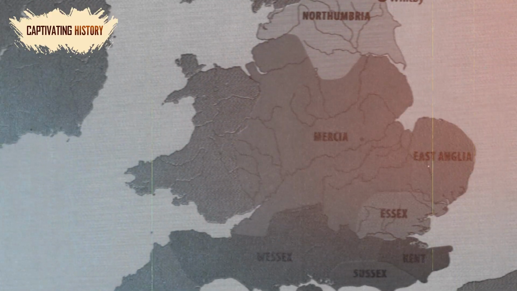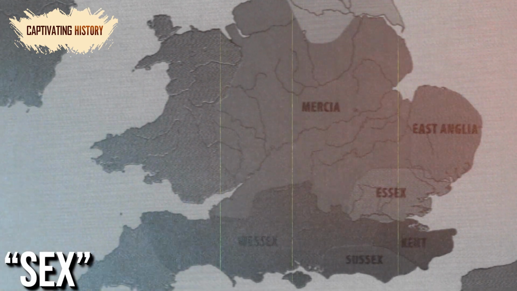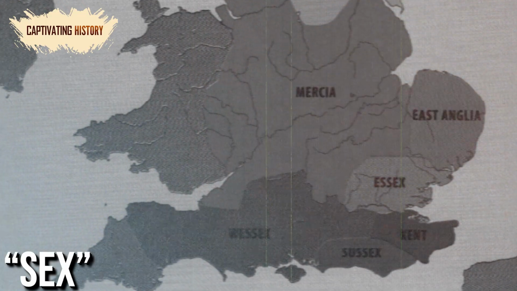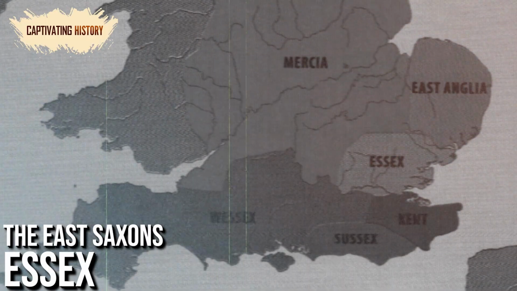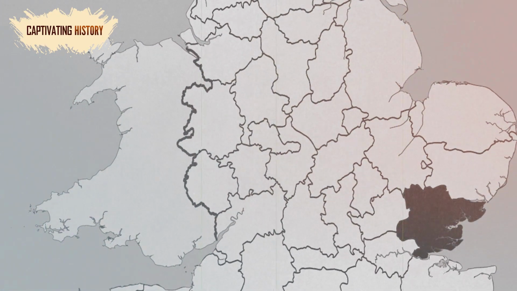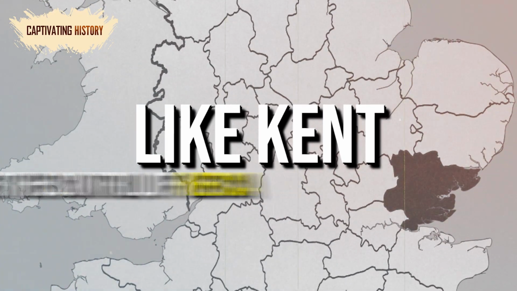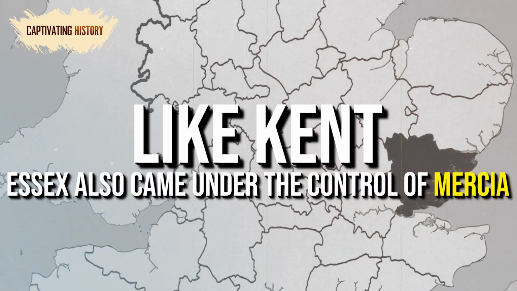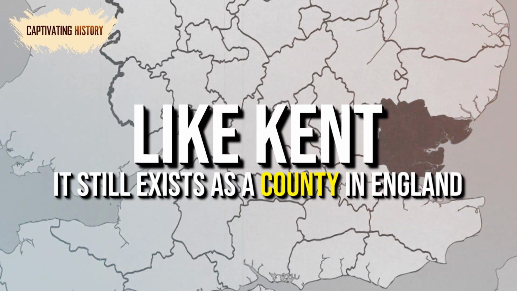You may have noticed that nearly half of the kingdoms on the list end in sex. The suffix sex, far from denoting anything rude, means Saxon, and Essex was home to the East Saxons. Their territory was the lands just above Kent and included the old Roman capitals of Colchester and London. Over time, like Kent, Essex also came under the control of Mercia. Also, like Kent, it still exists as a county in England.